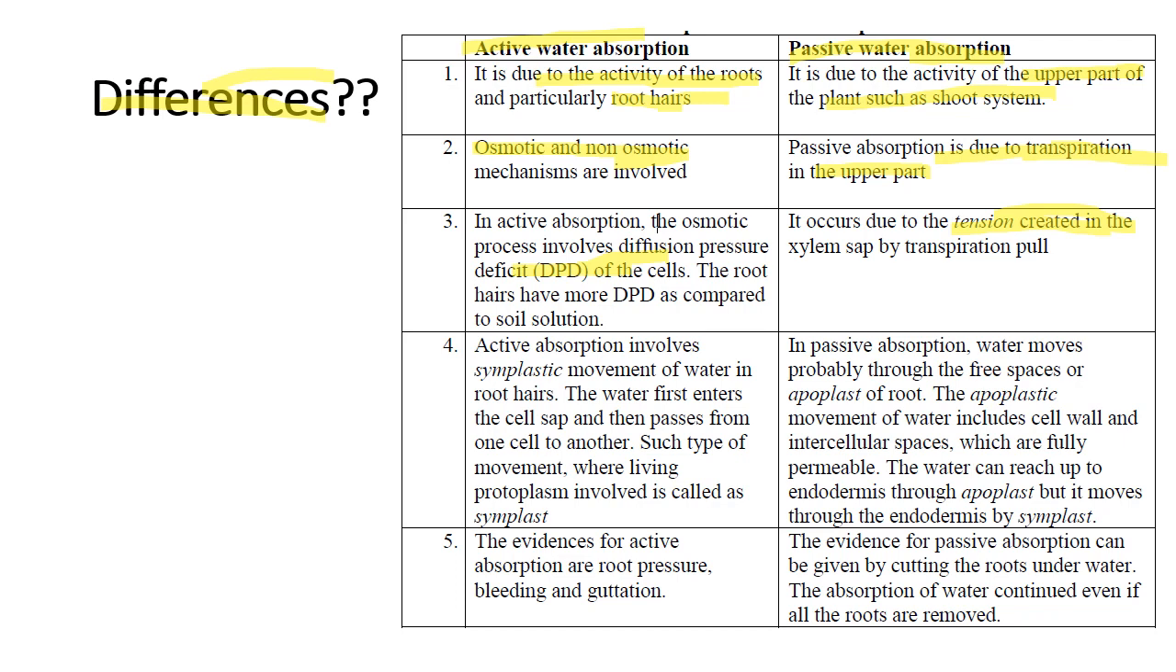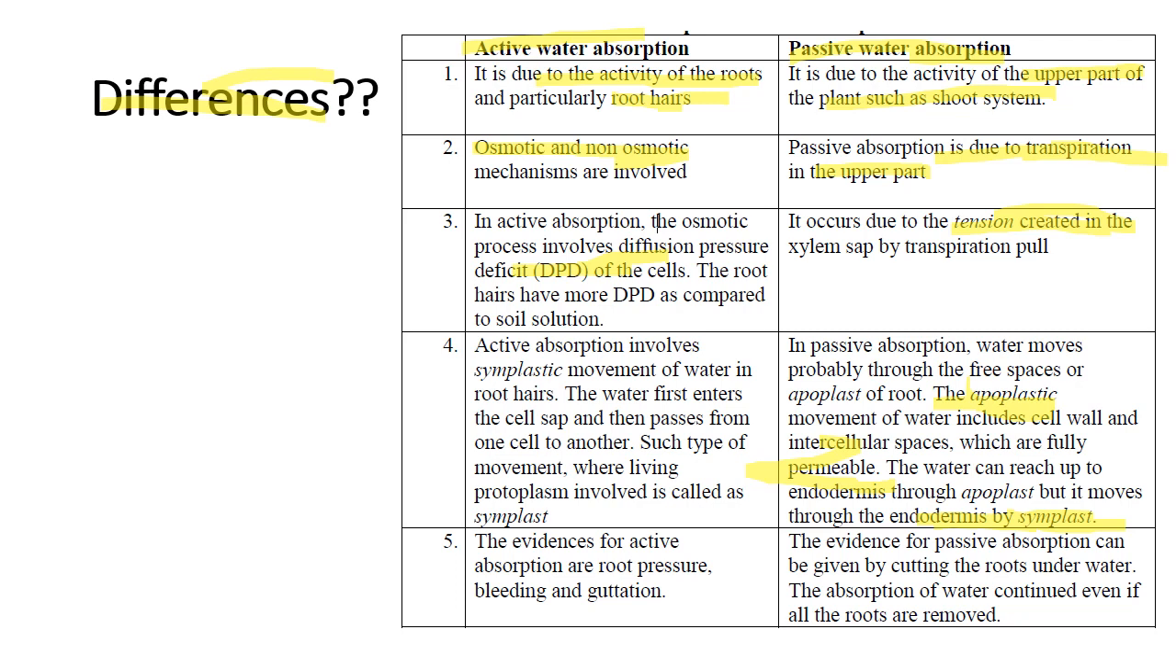In active absorption, the symplastic movement of water takes place in root hairs, whereas in passive absorption, both apoplastic and symplastic pathways occur. So the apoplastic movement happens up to the endodermis, whereas the symplastic movement happens after the apoplastic pathway is over, so that the water can reach up to the xylem.